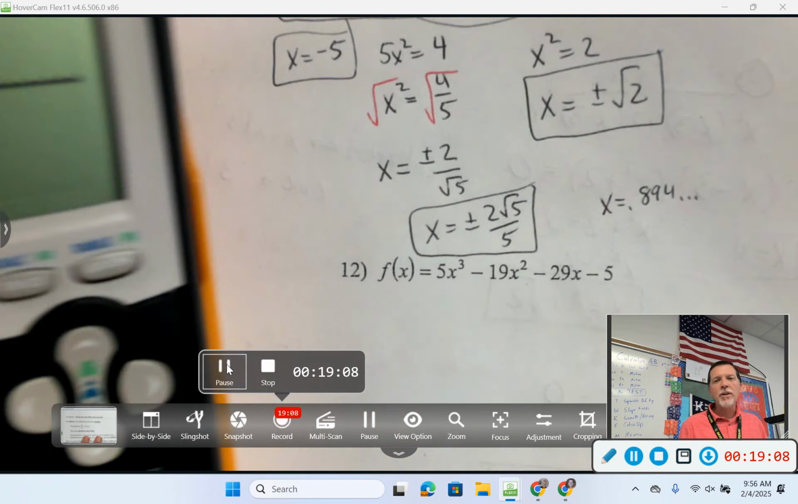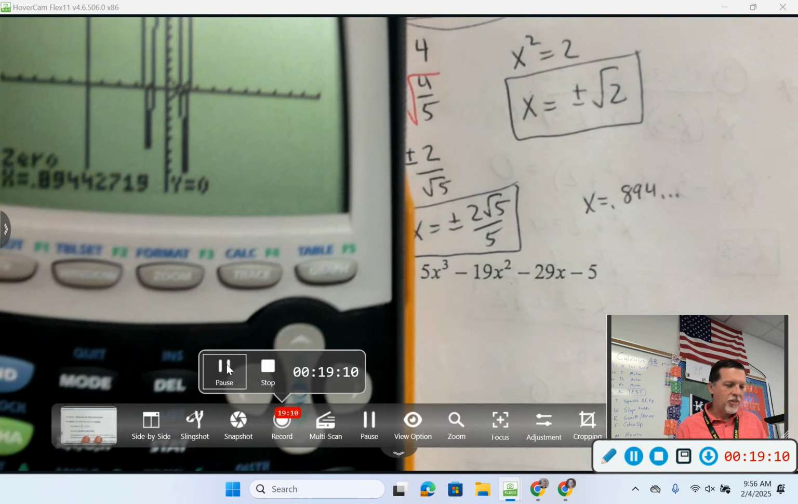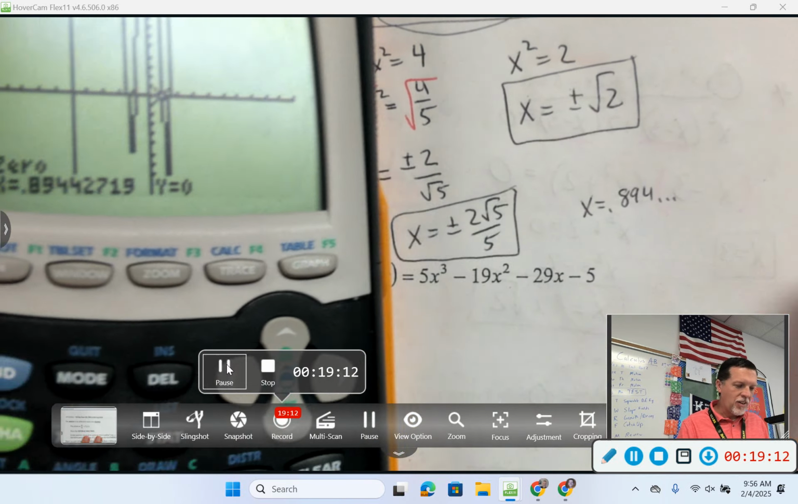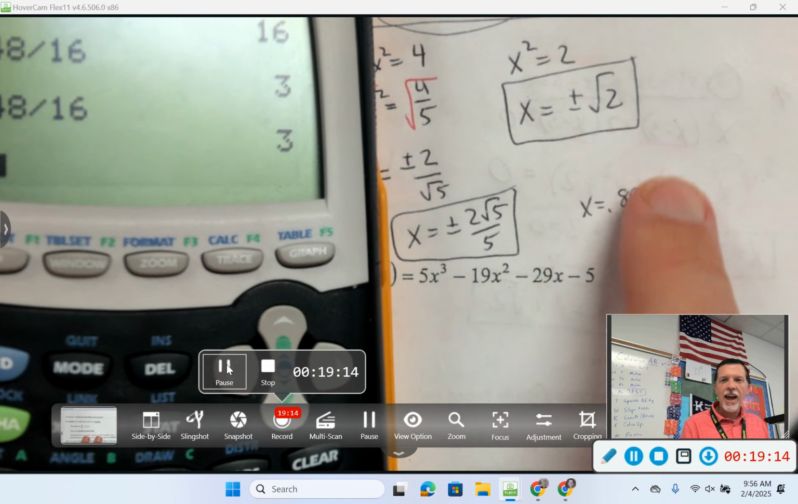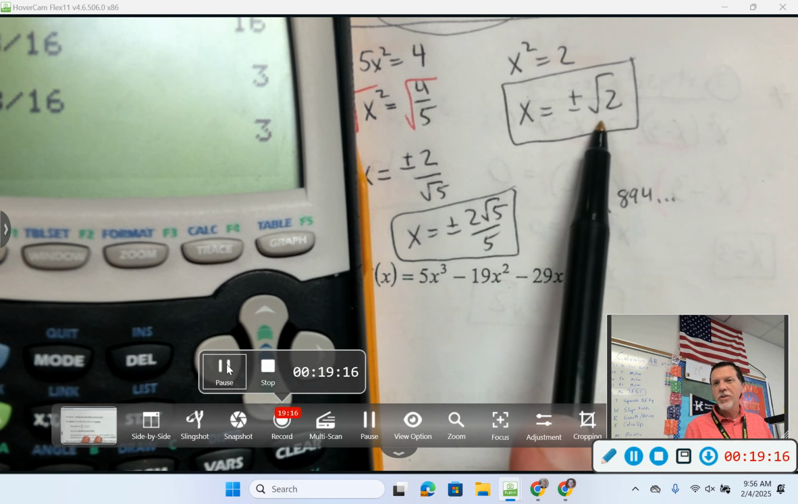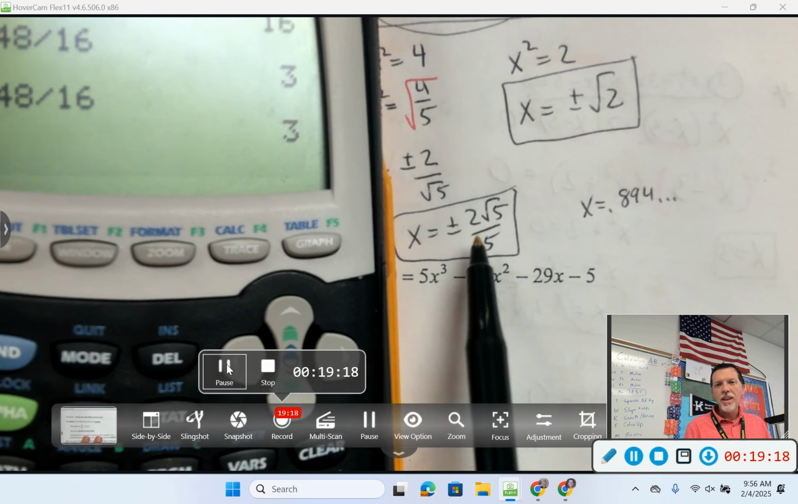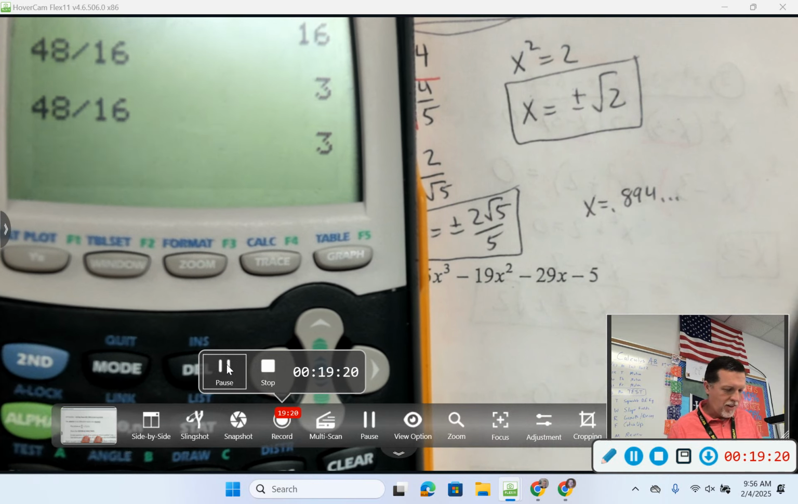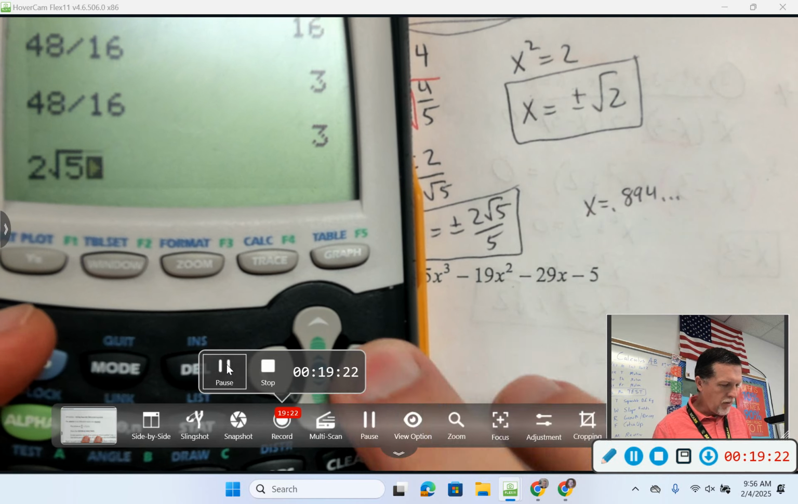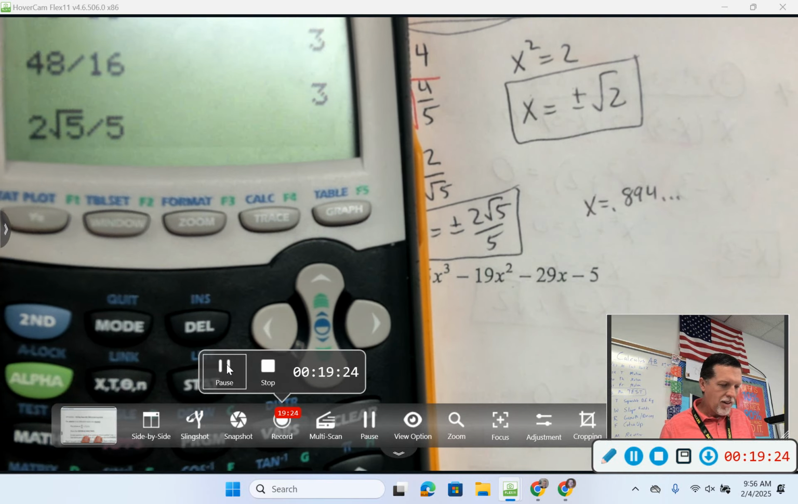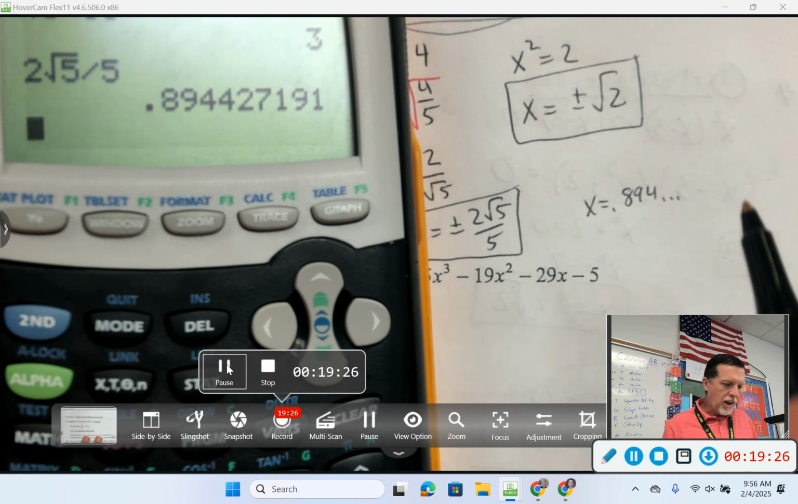I need to be careful. I don't want to box that as one of my additional answers. I'm just trying to see if that matches one of the answers I already have. It's not the square root of 2, because the square root of 2 is 1 point something. So I wonder if that's 2 square root of 5 divided by 5. 0.894. So yeah, that's the same as that one.